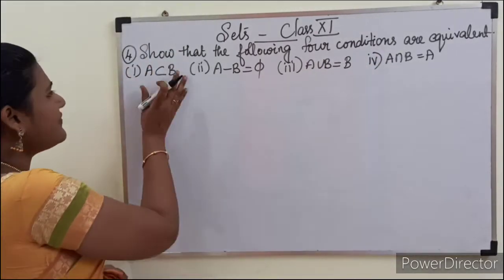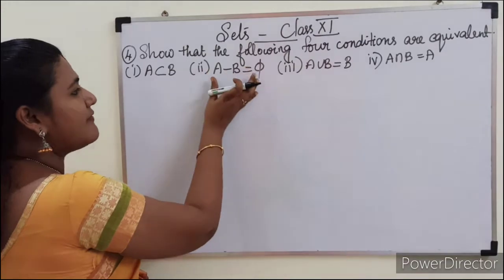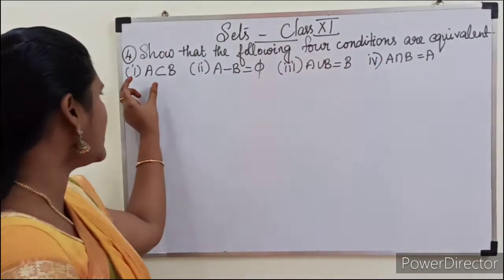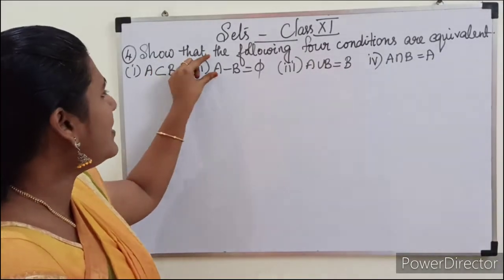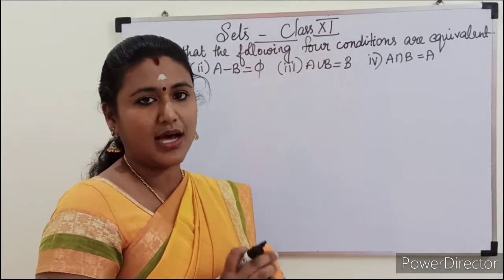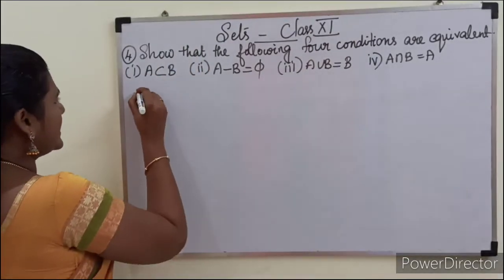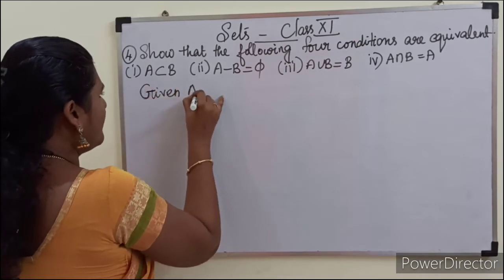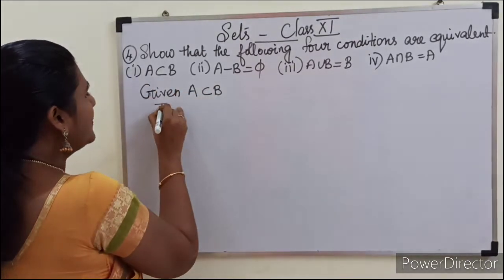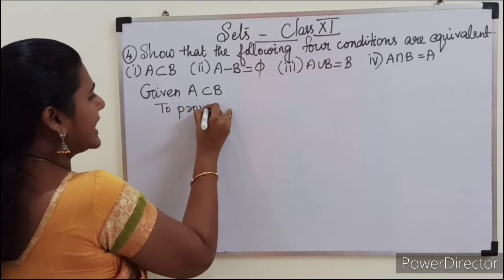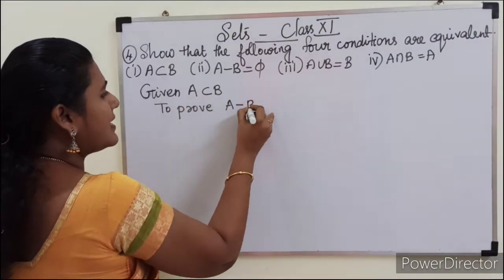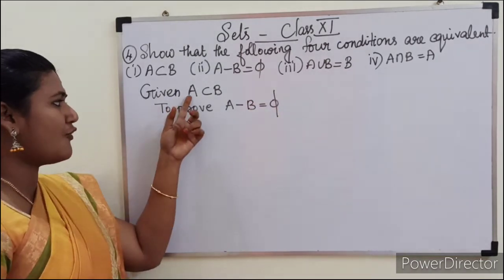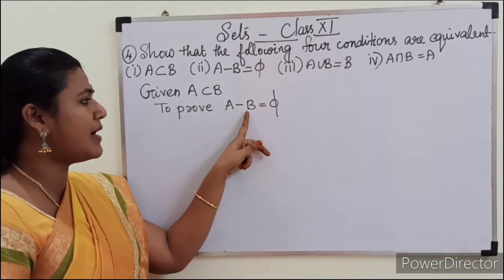So for that, first we will take this condition and we will prove the second one, third one and fourth one are true. So we will take this condition as the given condition and we will prove the remaining 3 conditions are true. So first let us consider here given A is a subset of B. So we have to prove the second condition, that is A minus B is a null set.